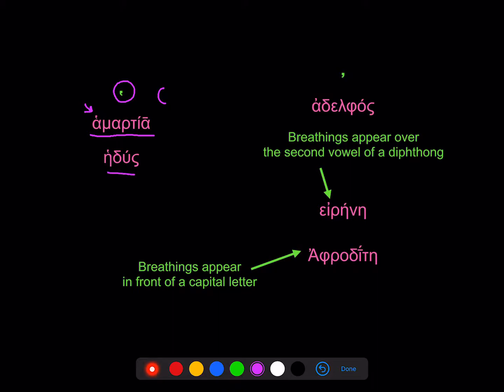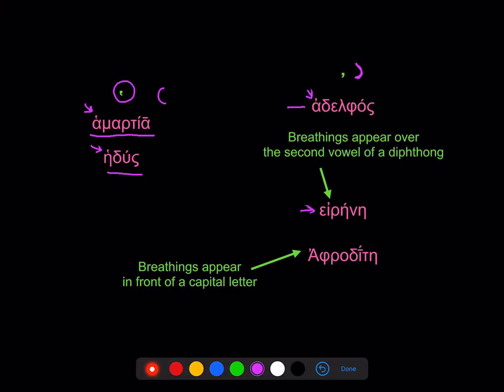And hedus, it's an adjective, it means sweet. We get the English hedonism from it. And again, it's got this rough breathing over the initial eta. Now, some words that have smooth breathings. First, adelphos, it's got this smooth breathing above the initial alpha, adelphos.